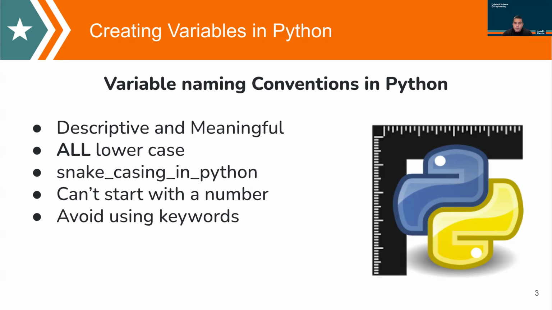Additionally, there are a couple of regulations when it comes to variable naming in Python. The entire variable must be in lowercase letters and start with a letter. The variable must be written in snake casing, meaning that any spaces within your variable should be identified by an underscore. Try to avoid using keywords, which we will cover more in depth in future lectures.